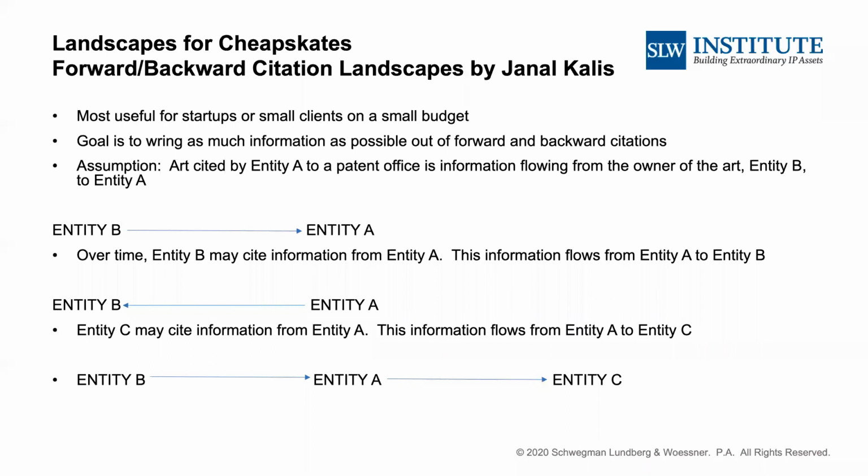One assumption in this type of analysis is that art, which would be cited by entity A to a patent office, amounts to information which flows from the owner of the art, entity B, to entity A. And over time, for one of these more competitive matrices, you also look at entity B and their citations from entity A. So this would be information that flows from entity A to entity B. Additionally, over time, entity C may cite information from entity A. So this would be information that flows from entity A to entity C.